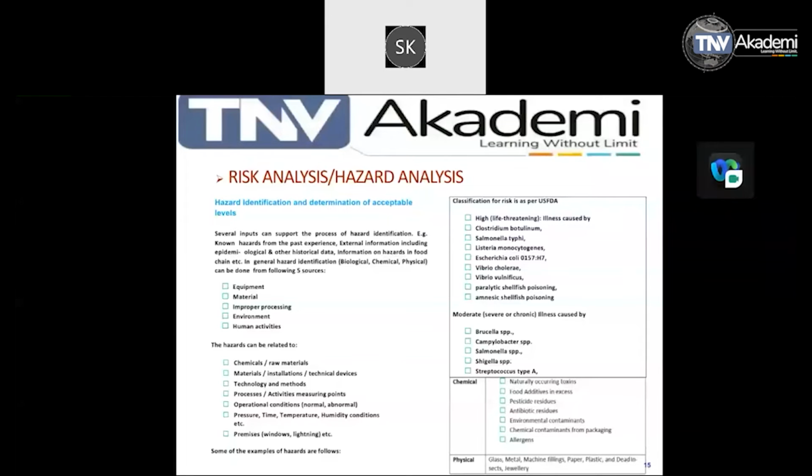And in process, like activity, measuring point, operational condition like normal or abnormal, then pressure, time, temperature, humidity condition, etc. Then premises, their window, lighting. So in the environment, pressure, time, temperature, humidity condition can also lead to a type of hazard, because if a time or temperature reading rises, there should be a microbial hazard. Or if any humidity is there, there should be a moisture level, chemical, physical, chemical parameters hazard there. So in the premises like window lighting, that also can lead to hazard.